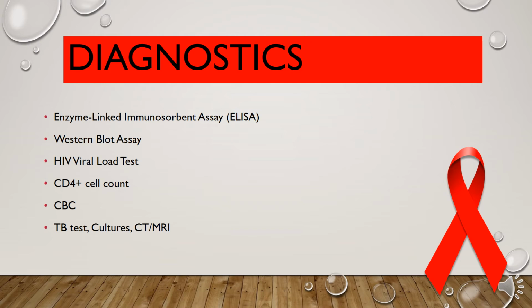Diagnostics, so there's ELISA, Western blot assay, HIV viral load test, CD4 count, CBC, TB test, cultures, etc. A lot of these are mentioned in Burke on page 256. So ELISA is the most commonly used screening test to determine the presence of HIV antibodies. If the test is positive, they would do a second test to confirm this. If the second test is positive, then they would move on to doing a Western blot assay, okay?